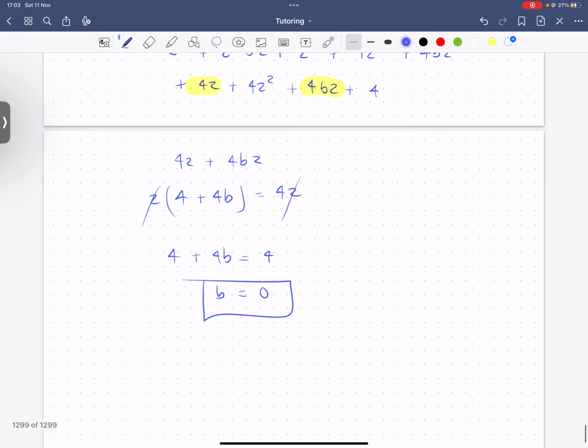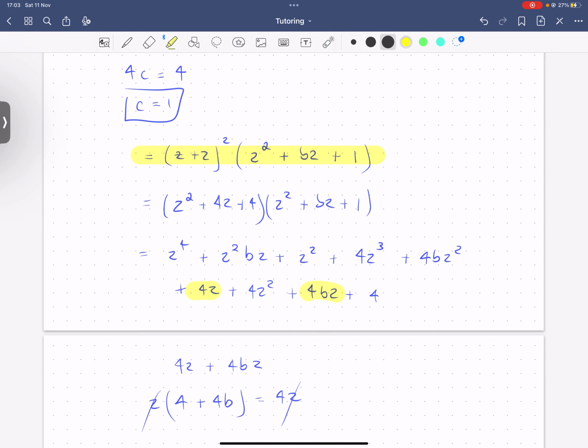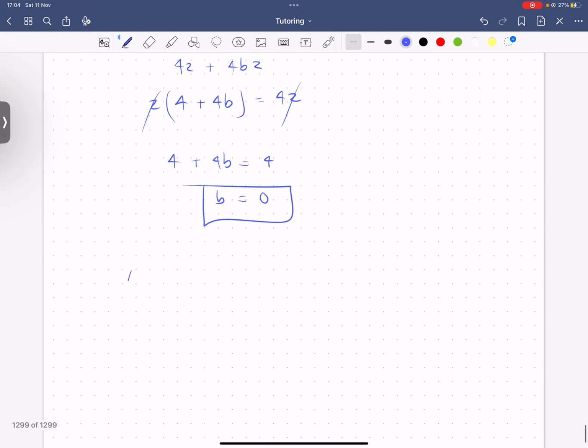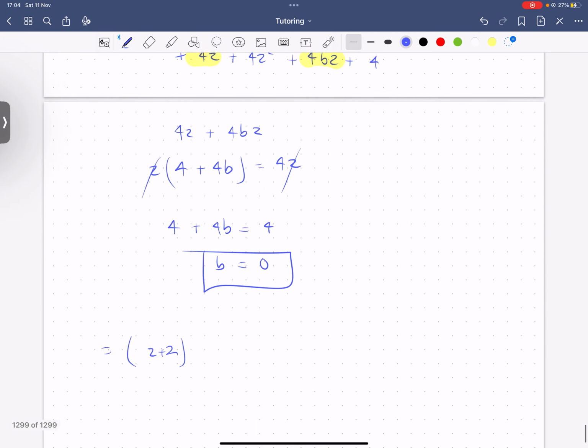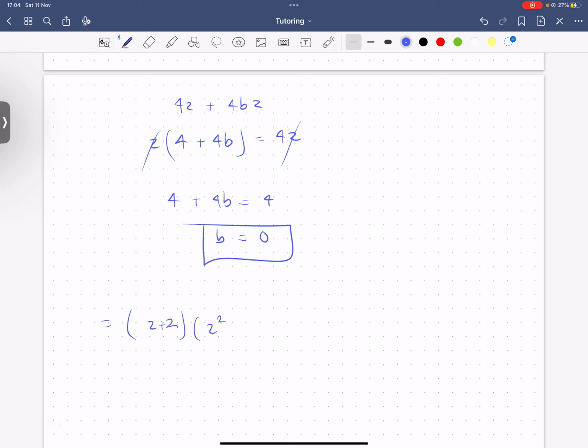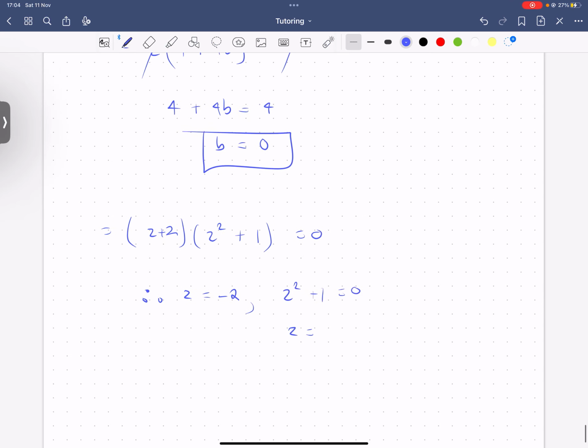So therefore, back to this here, we've got z plus 2, z squared, now b is 0, plus 1, and that equals 0. So therefore, z is equal to minus 2, or z squared plus 1 is equal to 0, which means z is equal to plus or minus i.